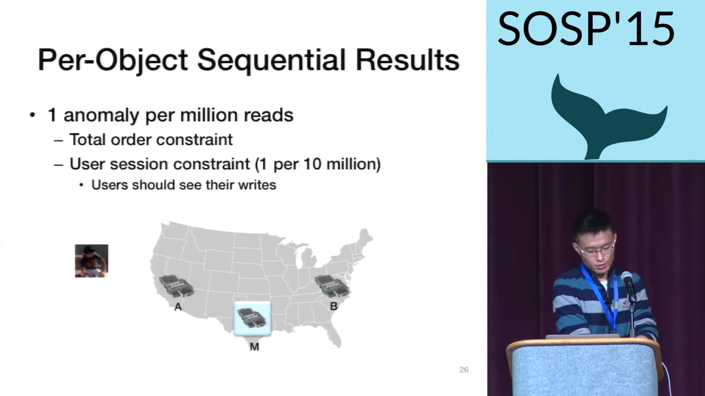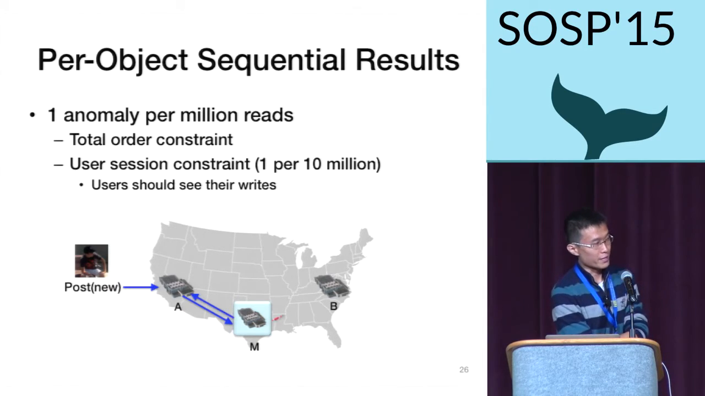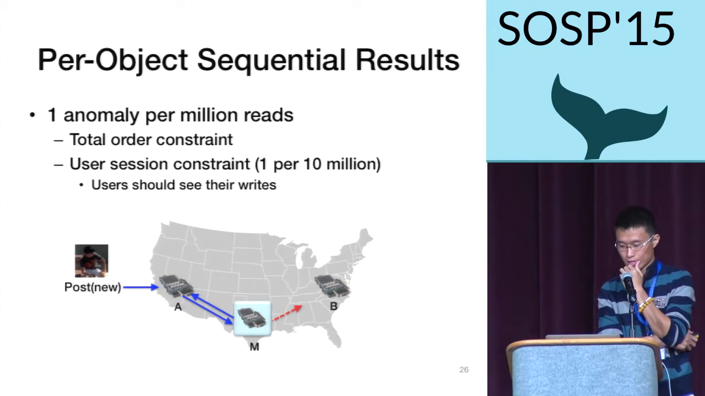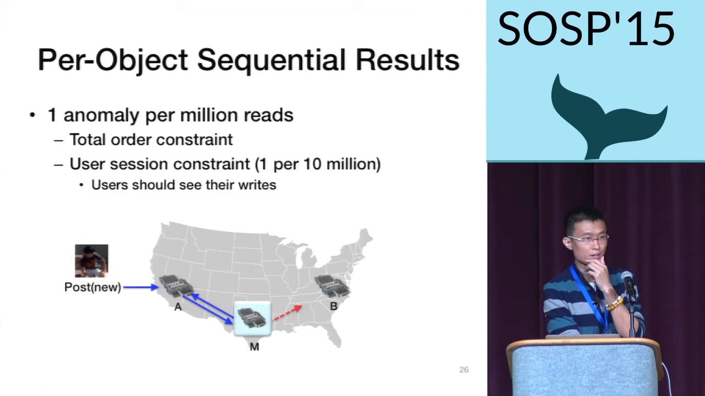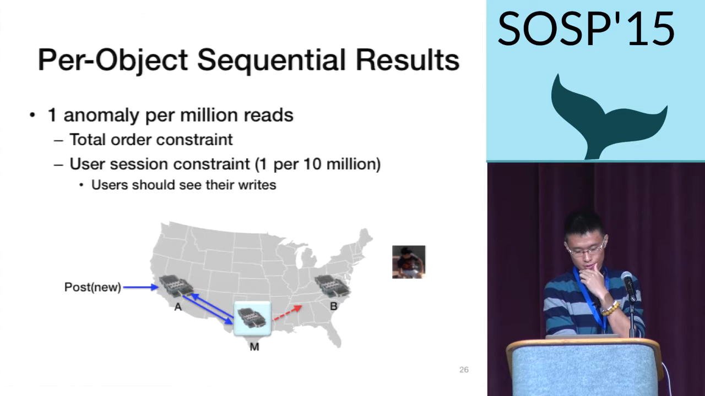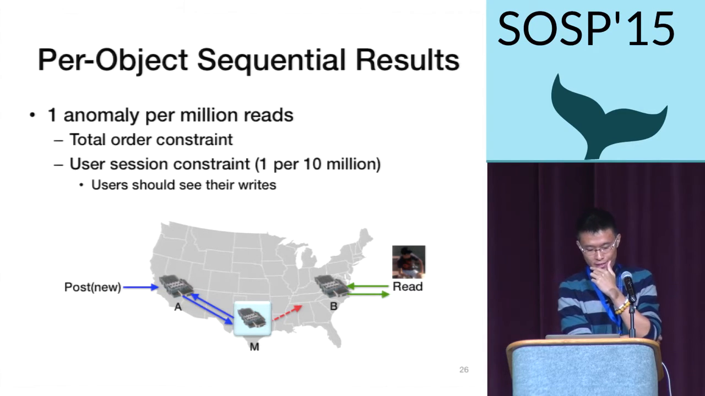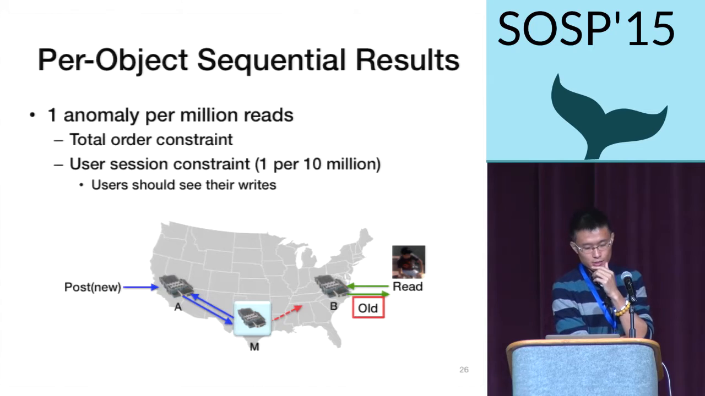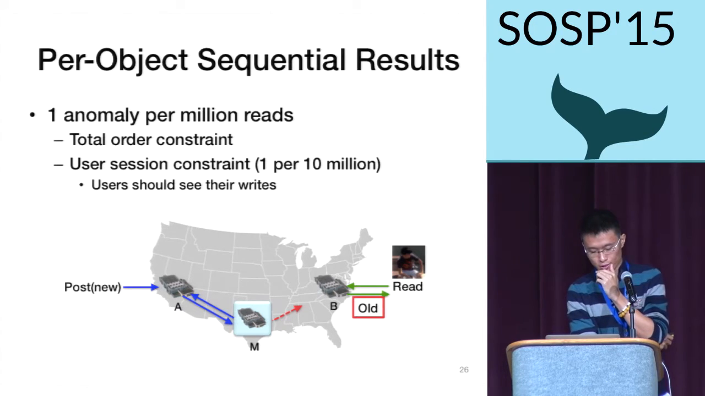So in this example, I make a new post to replica A. After it's done, I want to check out my own post. But due to some reason, for instance, load balancing, my read request is redirected to replica B. And because the replication has not arrived at replica B yet, I cannot see the post I just made. While this happens, it's especially rare, only 1 per 10 million reads.